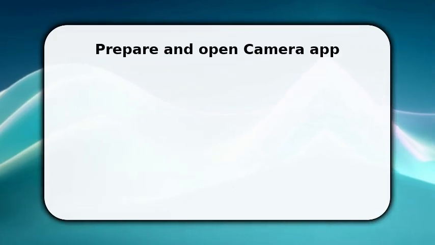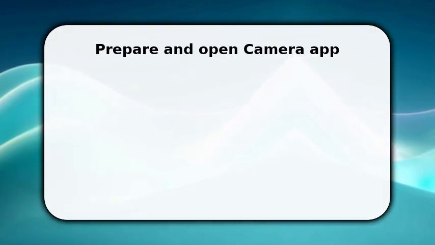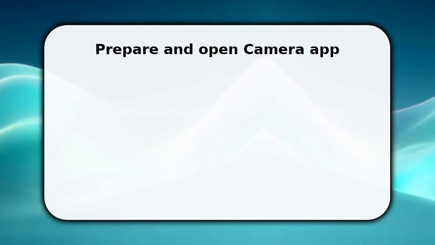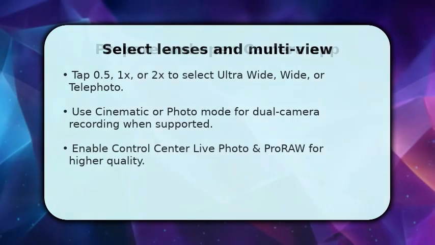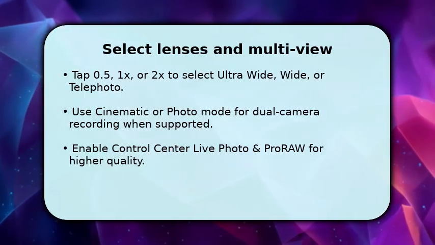Next, tap the chevron or swipe to reveal additional controls. This is where you'll switch lenses and enable multi-camera features to capture both perspectives. Now choose which lens combination you need. Tap 0.5 for ultra-wide, 1x for wide, or 2x for telephoto. You'll switch quickly between perspectives.